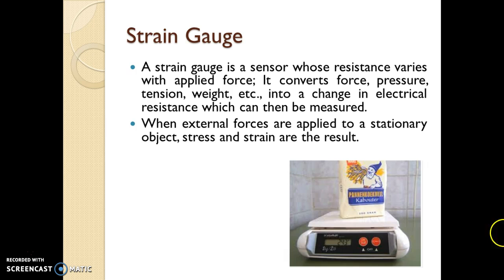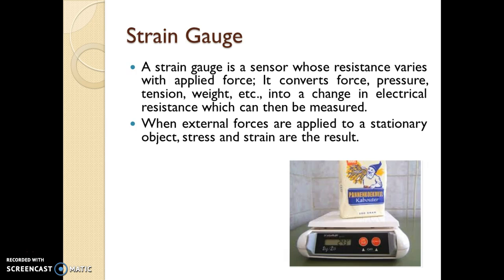So let's have a look at this weighing machine that we all have seen in market. This weighing machine is used to measure weight of grocery items. This is the platform where you keep the material whose weight you want to measure. Strain gauges are mounted somewhere here. So when this weight is applied on strain gauge, its resistance changes.